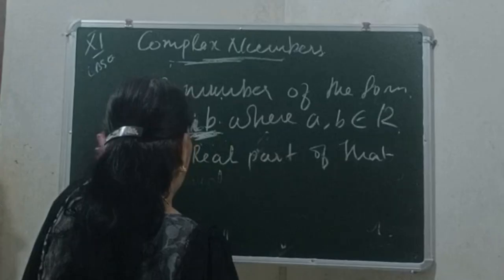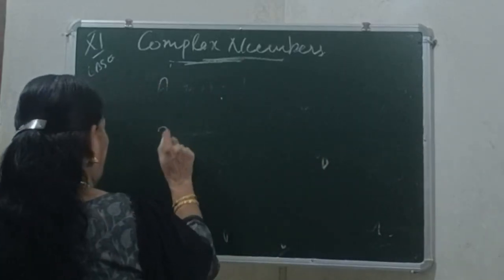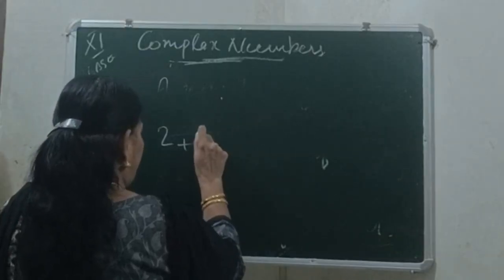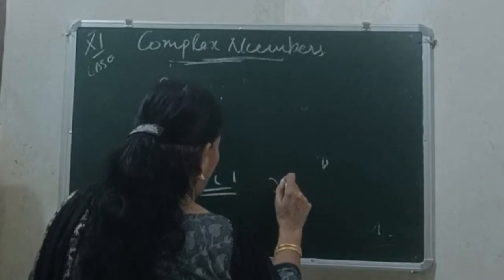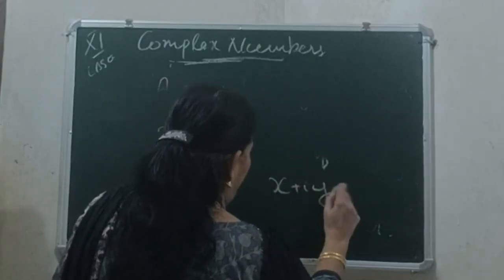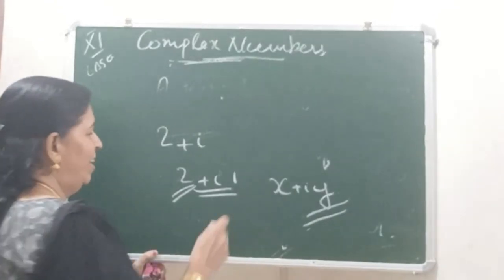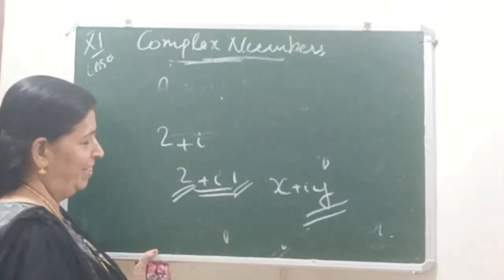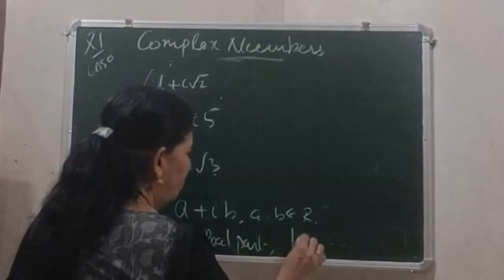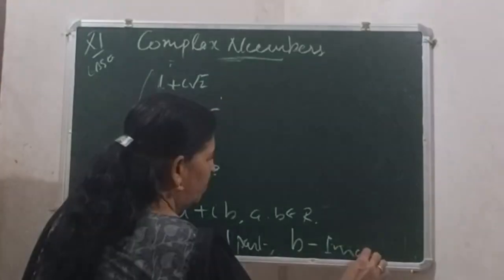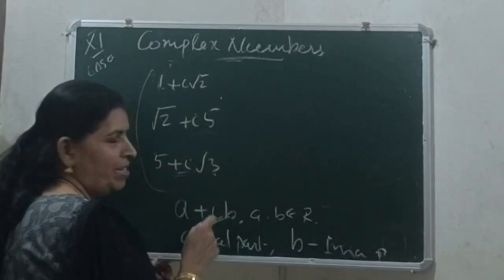Then we can write the complex number 2 plus i, that is 2 plus i into 1, in the form x plus iy or a plus ib. Here the real part is 2 and the imaginary part is 1. And b is called the imaginary part, that is the number that comes with the imaginary number.